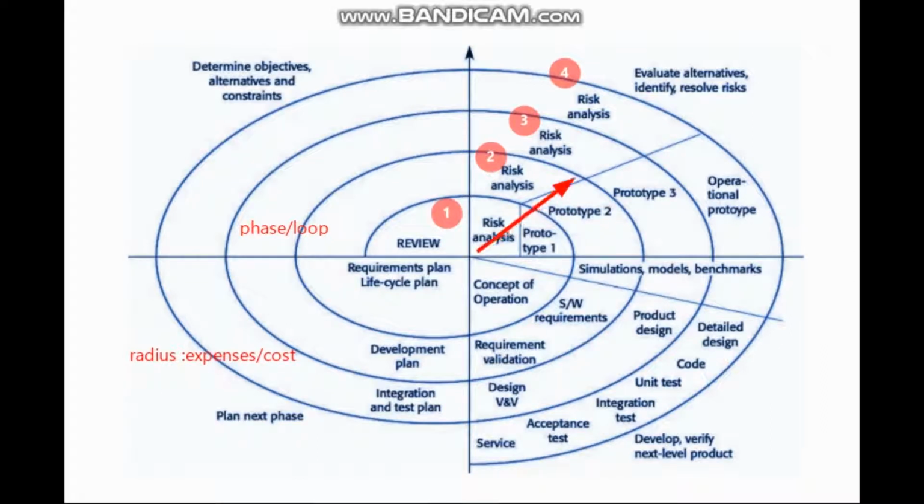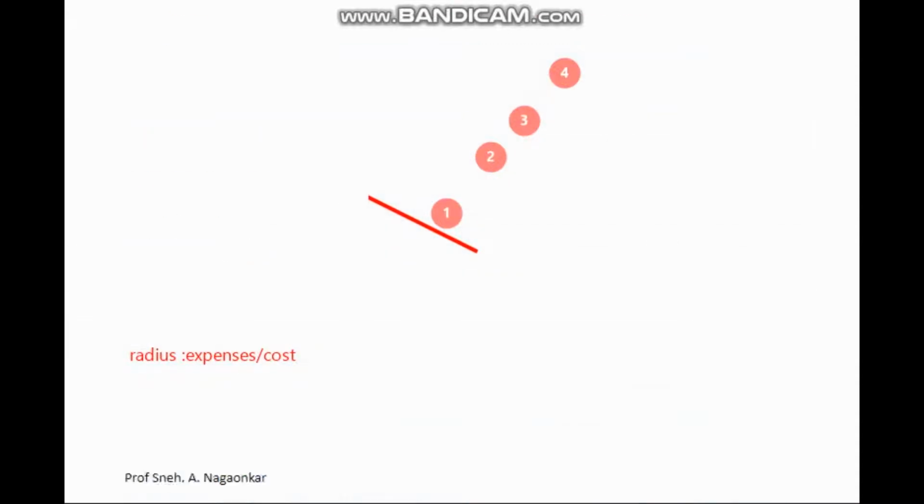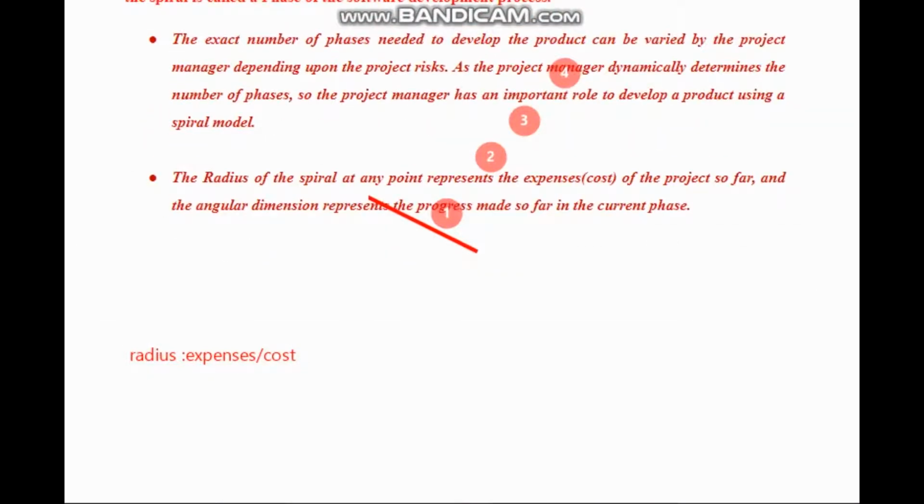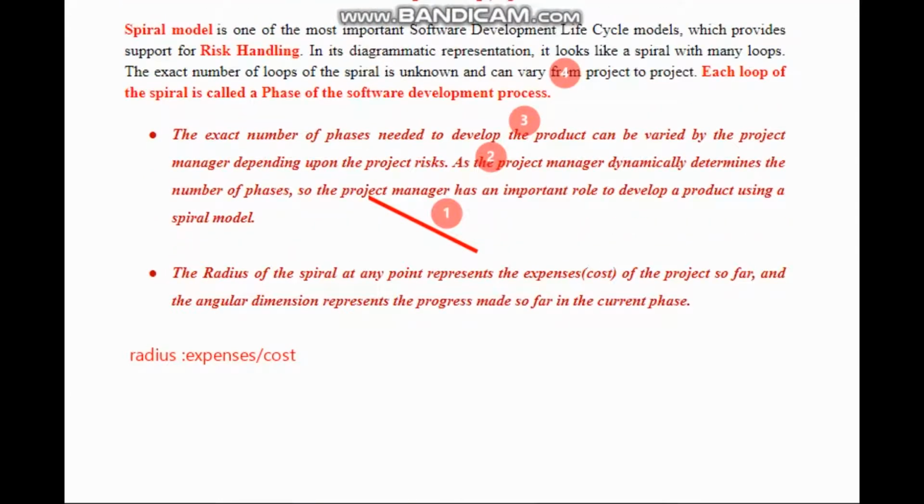And you can see here the angular representation. All these are called angular representations. What are these angular representations going to denote? As I have described here, the radius represents the cost, and the angular dimension represents the progress made so far in the current phase.